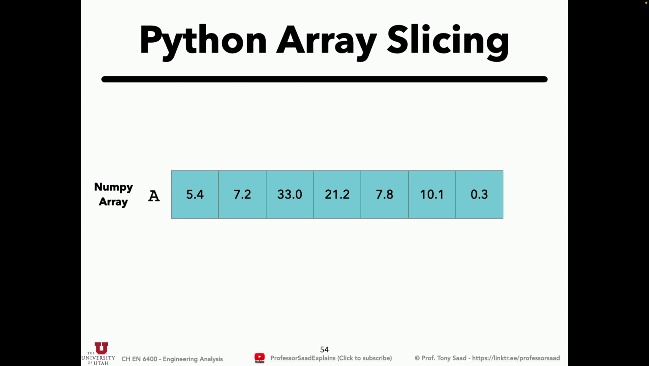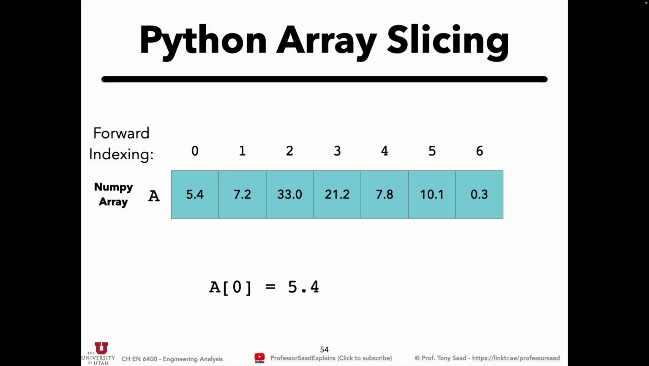In general, if I'm given a NumPy array, think of it as looking like this in memory. This is the memory. It contains slots. In each slot, there's a value. This is a NumPy array that contains 5.4. So A at 0 is 5.4. A at 1 is 7.2, and so on. So there's 1, 2, 3, 4, 5, 6, 7 entries in this NumPy array. Okay? You can index this array going forward.